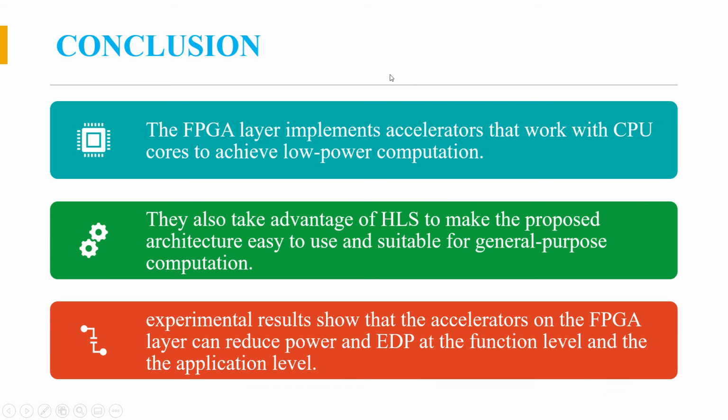And the last part is the conclusion. The FPGA layer implements the accelerator that works with several cores to achieve low power computation. They also take advantage of HLS to make the architecture easy to use and suitable for general purpose computation. And in practice, experimental results show that the accelerator on the FPGA layer can reduce the power and ADP at the function level and the application level.